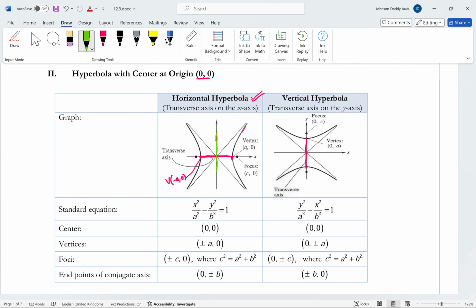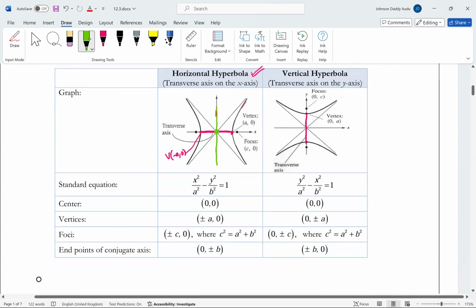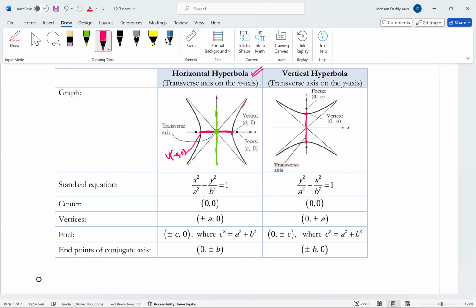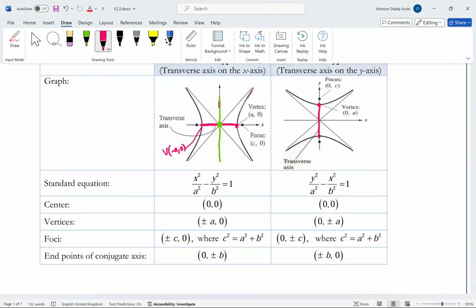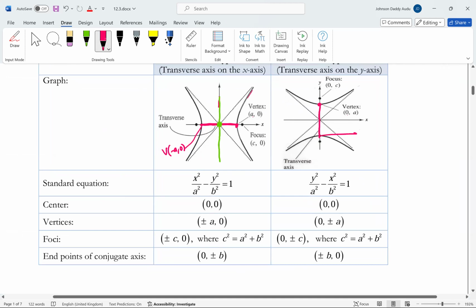This is the conjugate axis. The midpoint here is simply the center of the hyperbola. The same applies to this one. In this case, this point here is our first vertex, which is (0, a), because it's on the y-axis. And this one here, you can call it (0, minus a), because it's also on the y-axis.